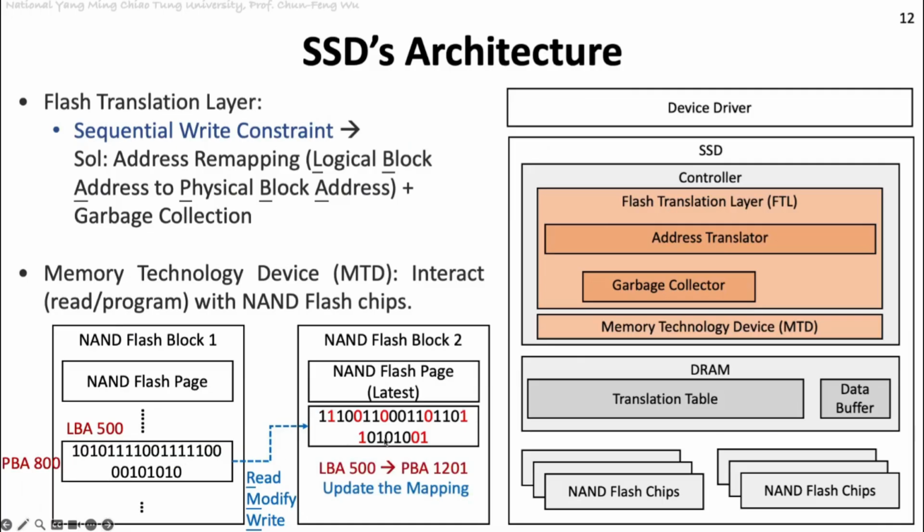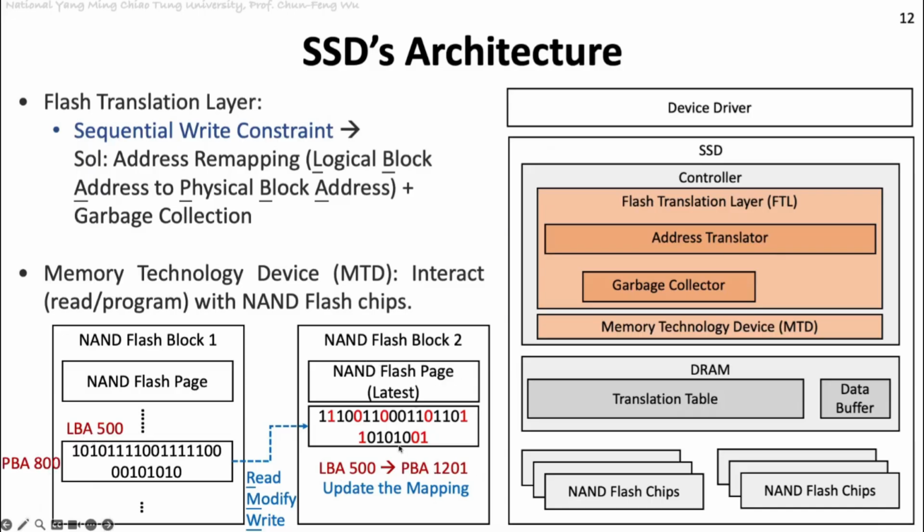But the case is actually from this one to this one. This one is PBA 800, and maybe this one is PBA 1201, like here. We don't want to let the user know this kind of thing. For example, we don't want the application to be aware of the constraint inside the SSD. Then a better way is we don't change the LBA. For the applications, for the user, they still use the same LBA. But the difference is the PBA. We remap the PBA from 800 to 1201.